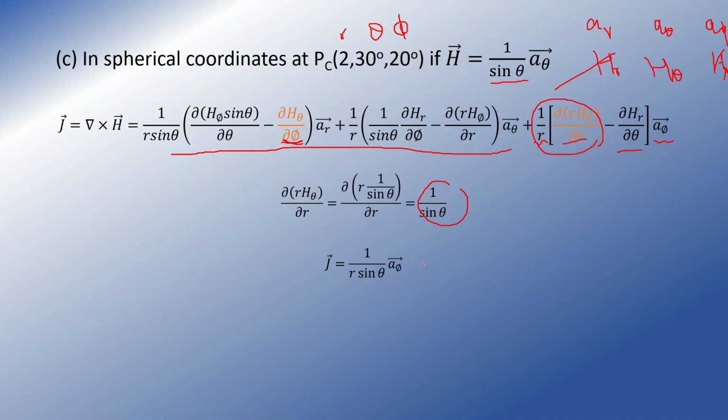Now that we know the equation for J, we are supposed to find it at the given point, which is 2, 30 degree, 20 degree. Please understand, we are supposed to find theta, and this second term is theta, not the third term. The third term is phi in the spherical coordinate system. So the answer is 1 A phi ampere per meter square.